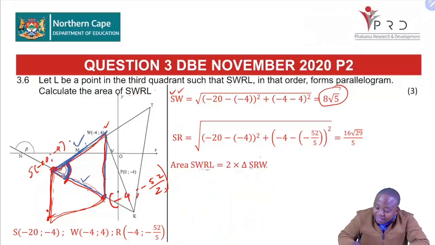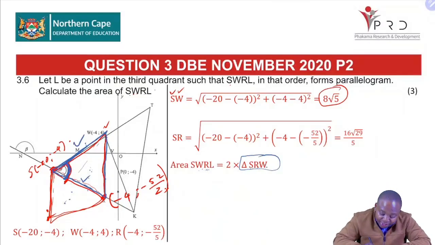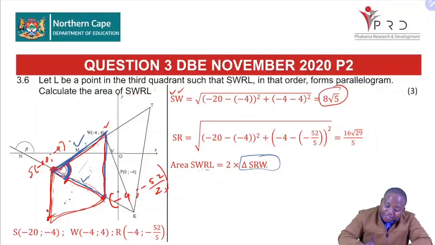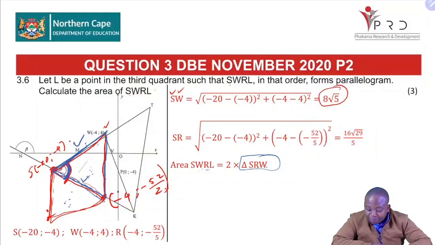SRW. Why is that the case? Because the diagonals bisect each other. When the diagonals bisect, they cut our parallelogram into two equal triangles. So if we have another diagonal here, they'll bisect each other, but that won't work for us. But we can work with the fact that this will now give us the two same triangles if this is a parallelogram.